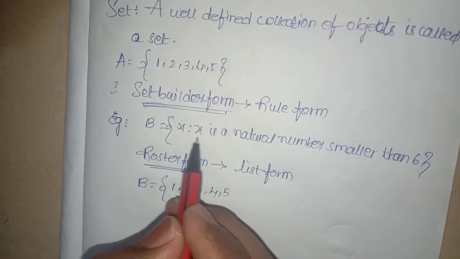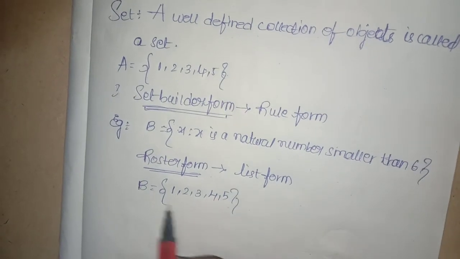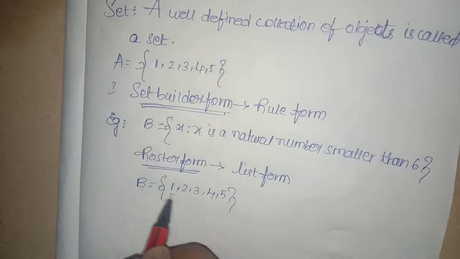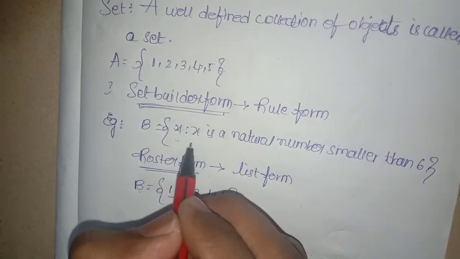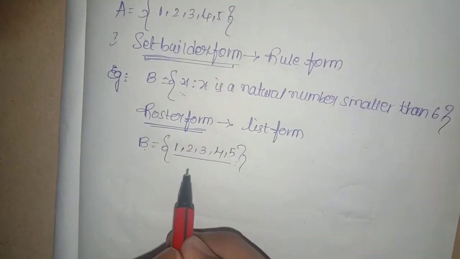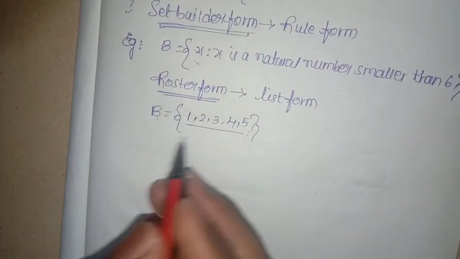They asked to write X colon, X is a natural number smaller than 6. So these are the elements in the set B. So it is roster form, it is list form, and set builder form is rule form. It tells roughly about the elements, while roster form indicates elements directly. Next, we'll take a few examples for that.